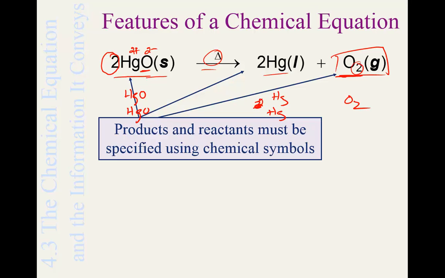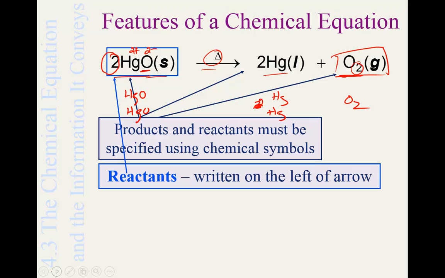Products must be specified. Again, matter cannot be created or destroyed, so you've got to have the same number of each atom on both sides of the chemical yield sign. And also don't forget your phases there.